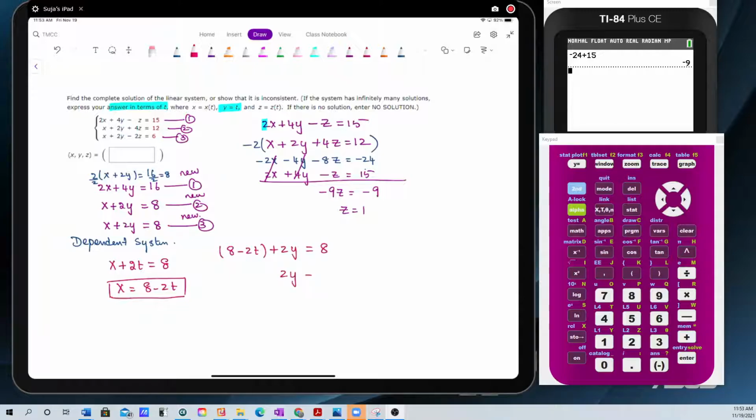Subtract the 8 minus 2t to the other side, so it's 8 minus 8 plus 2t. So this would get eliminated. 2y would be equal to 2t, or y would be equal to t. So that's what I started with, right? So I'm getting my y equals t. So these are the 3 answers: y is t, x is 8 minus 2t, and z is 1. So when I put my answers in, I will write the x value first: 8 minus 2t, then I put a comma, I will write t, and then a 1.